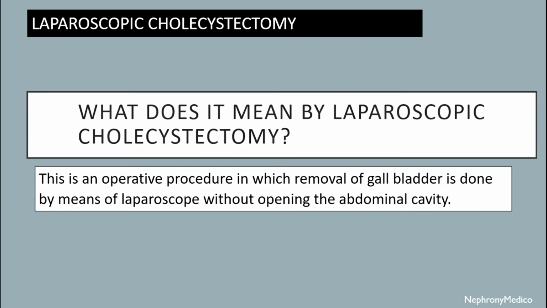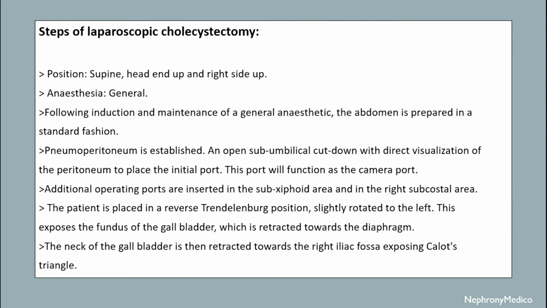Now, let's talk about laparoscopic cholecystectomy. So, what is laparoscopic cholecystectomy? This is an operative procedure in which removal of gallbladder is done by laparoscopic means without opening the abdominal cavity. Now, steps. The position is supine, head end up and right side up. Anesthesia is general.